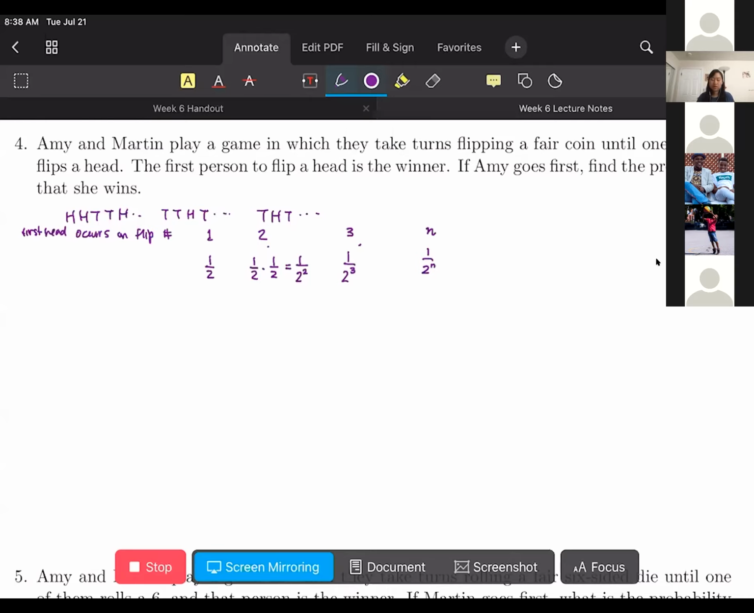So if you think about a coin being flipped until a head is flipped, then Amy will win if that first head is on flip number 1 or flip number 3 or 5, etc. Whereas Martin will win if that head is flipped on flip number 2 or 4 or 6, basically all the even number flips.